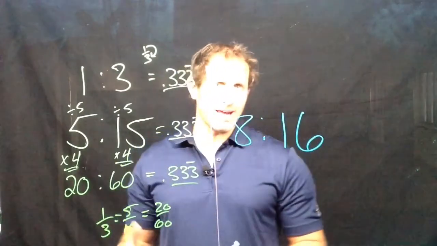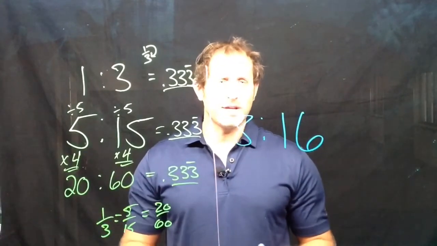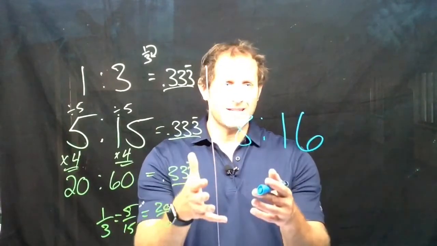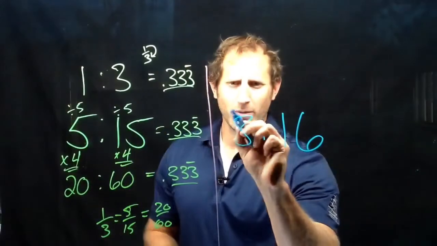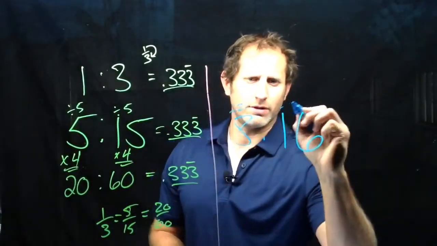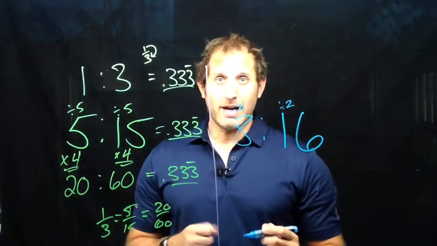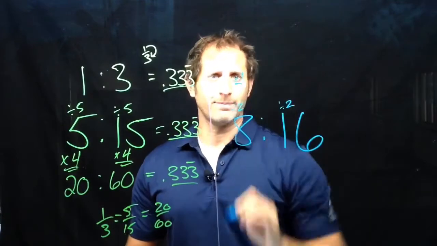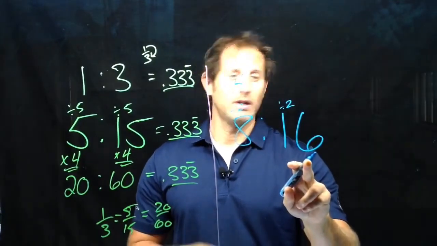Now what I'm going to do is I'm going to try to again use friendly numbers. I need to think of a number that goes into 8 and 16. Well, immediately I can think, well, 2 does. So I'm going to divide by 2. If I take 8 and divide it by 2, I get 4. And if I take 16 and divide it by 2, I get 8.